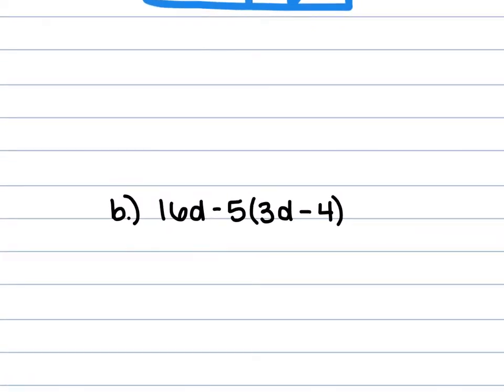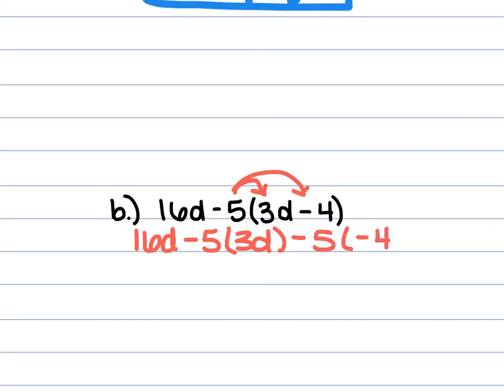If we look at B, we have 16D minus 5 times 3D minus 4. So again, we're going to distribute that negative 5. When we do that, we're going to have 16D minus 5 times 3D minus 5 times negative 4. Again, the sign in front of the number stays with the number. So that 16D we're not doing anything with, we're just going to drop it down. The negative 5 times 3D is negative 15D. And negative 5 times negative 4 is a positive 20.